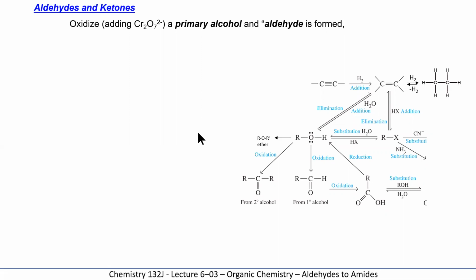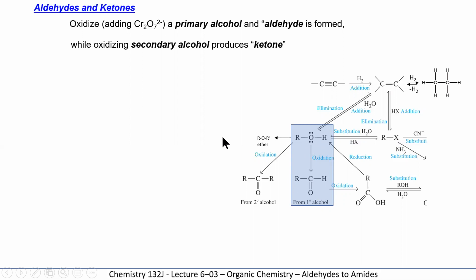So you can see here on our chart, we have an alcohol. If the OH group is on an end carbon, we call it a primary alcohol. When we oxidize a primary alcohol, we end up with an aldehyde. Now, if the OH group is on a carbon other than an end carbon, we make a ketone. We call those types of alcohols secondary alcohols.